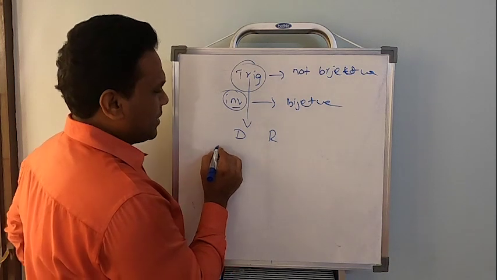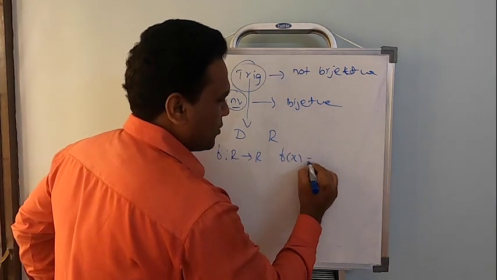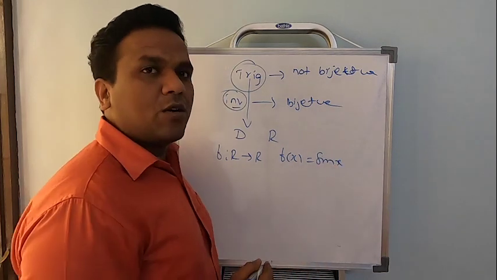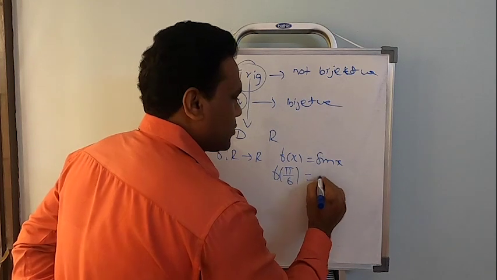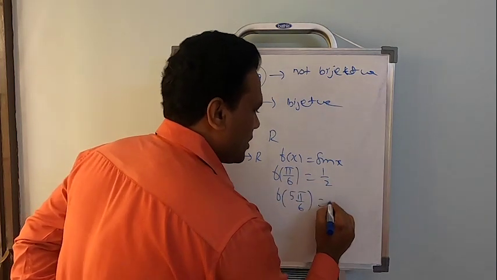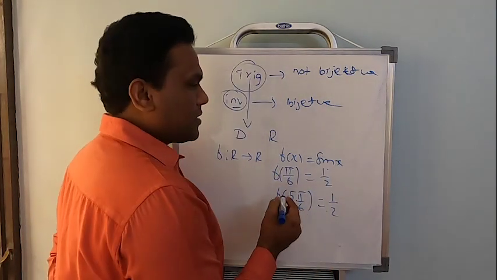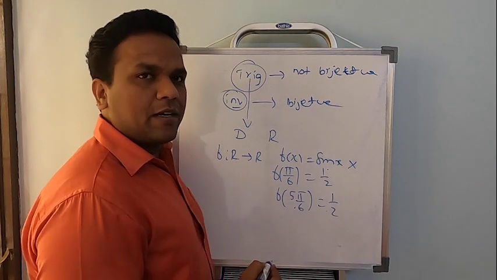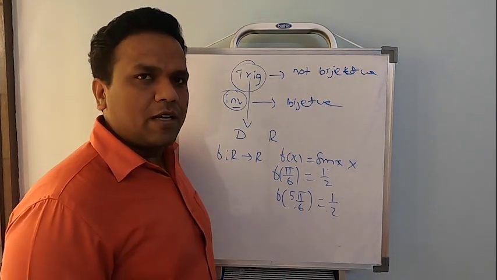So for example, if I state f from R to R given by f of x equal to sin x, this is not a 1-1 function, because we know that sin pi by 6 is 1 by 2, and sin 5 pi by 6 is also 1 by 2. Elements are different, images will be the same. In such a case, the function is not 1-1, hence it is not bijective. So if it's not bijective, the inverse will not exist.